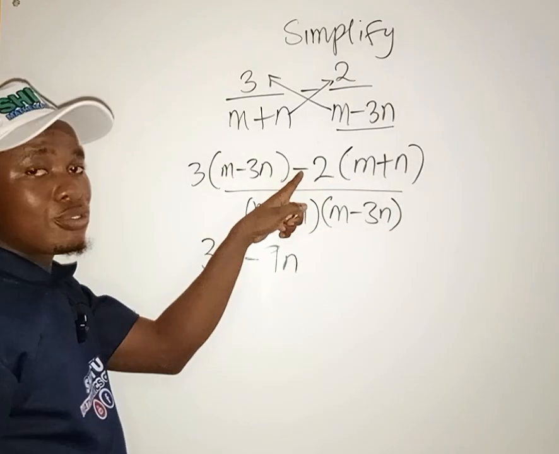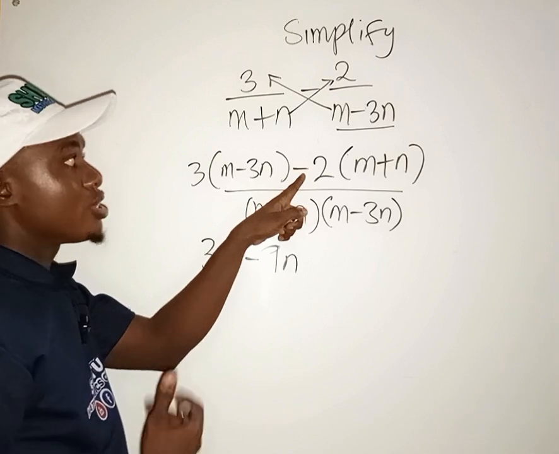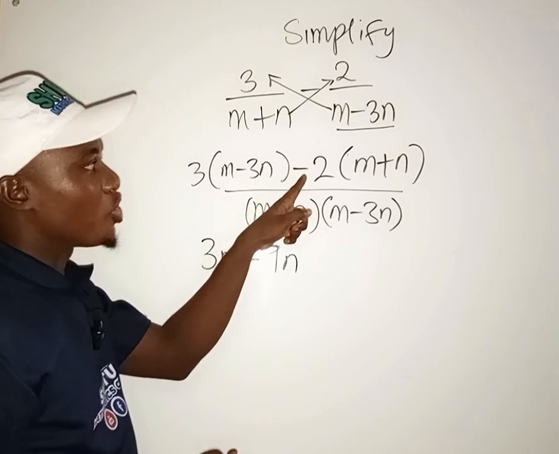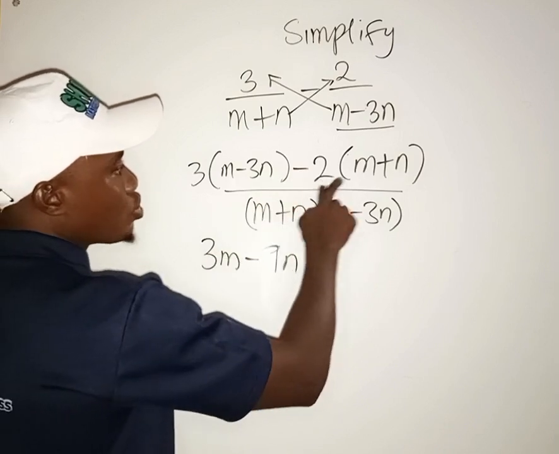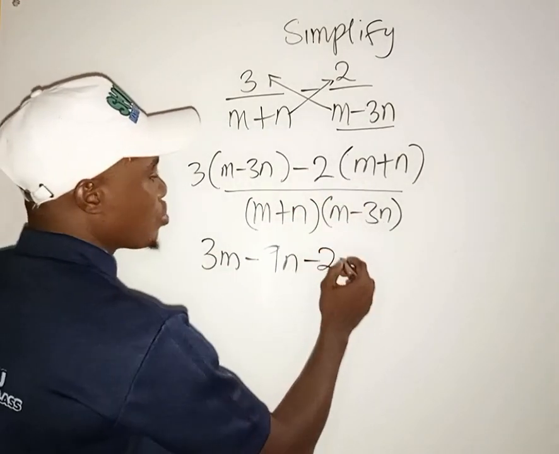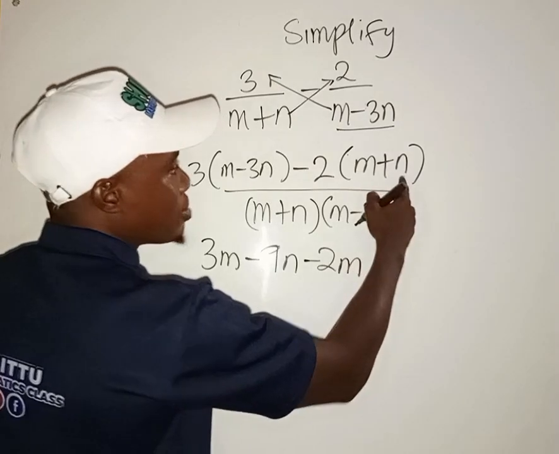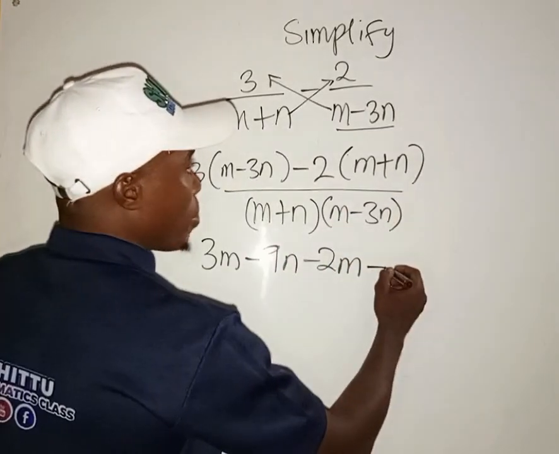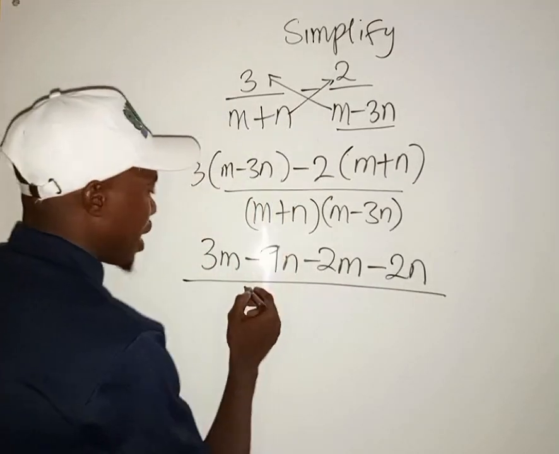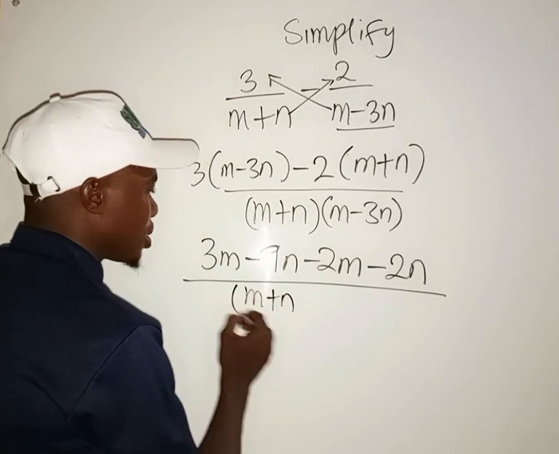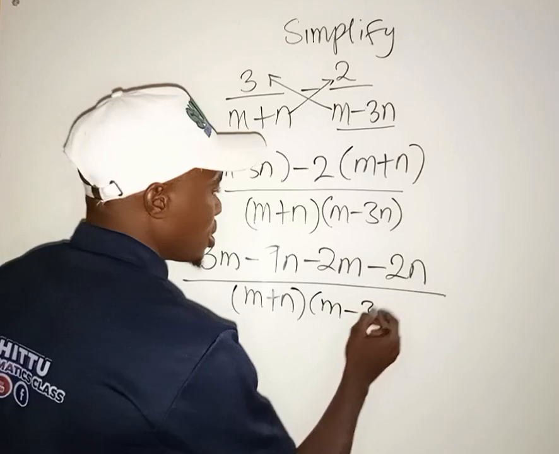You have to be very careful with this negative, because I always say negative is a destroyer. So you have to be very careful with it. Now minus 2 times m, I have minus 2m, then minus 2 times n, that's going to be minus 2n. Then divided by m plus n, m minus 3n.